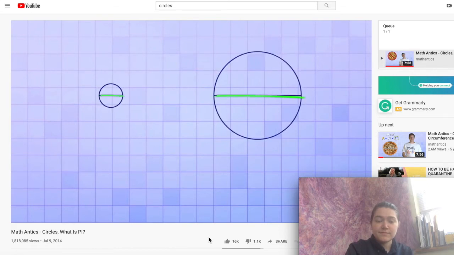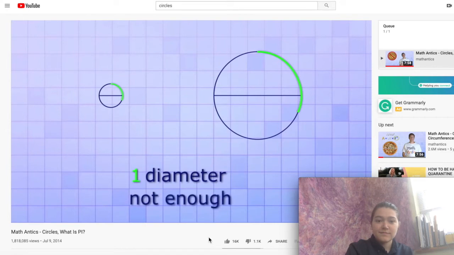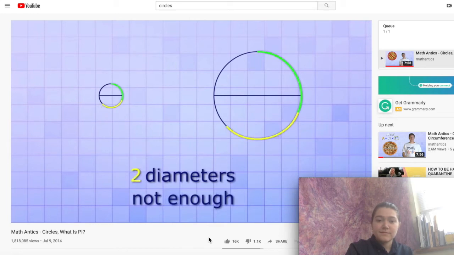So for each circle, if we start at the top and wrap the diameter around the circumference, we see that one diameter is not enough to go all the way around. So let's get another diameter and keep going where the first diameter stopped. 2 diameters still isn't enough to go all the way around. It looks like we're going to need to get a third diameter and keep going.